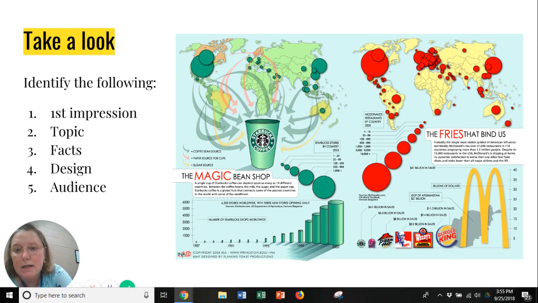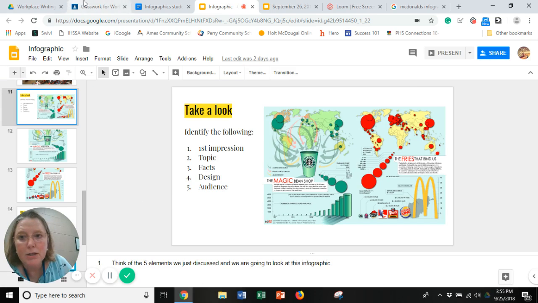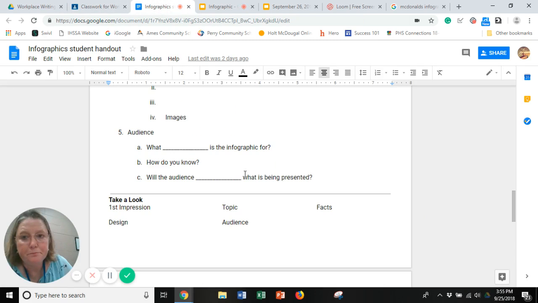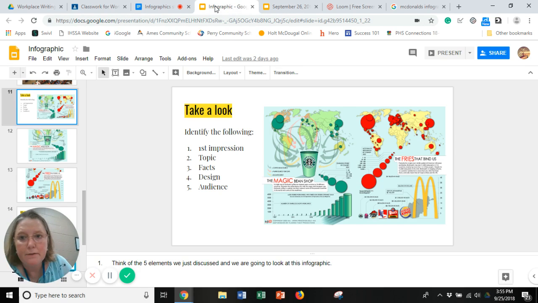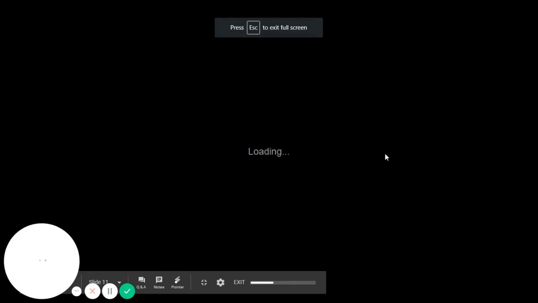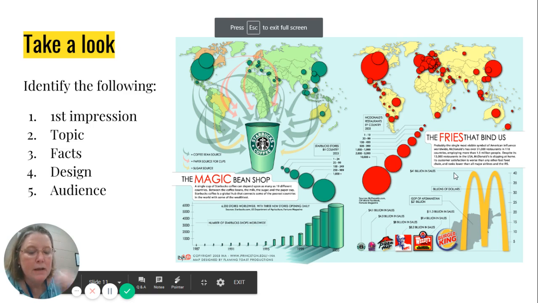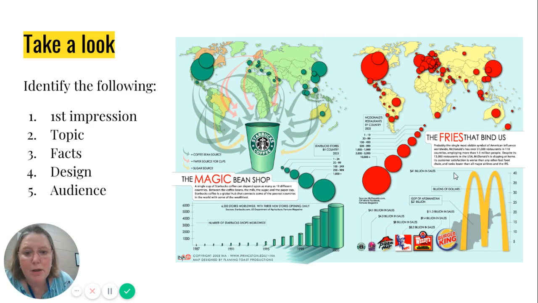So in the handout that you were given on Monday, we're going to start at the bottom of, I think, the second page. And we're going to look right here. So this is where I'm at. The infographic that we're going to look at is this one with McDonald's and Starbucks. And we're going to talk through the first impression, topic, facts, design, and so on.